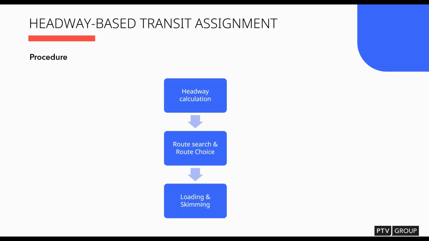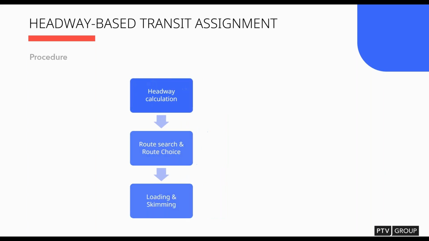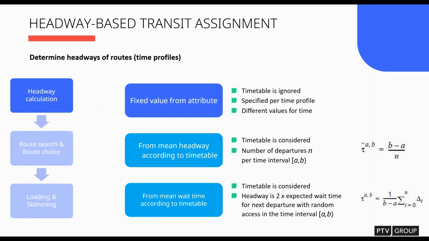So let's walk through a little bit about the procedure of the headway-based assignment. The first is going to be headway calculation. There's a couple different ways you can get this. First is a fixed value from an attribute. So if you know that a particular line route has a 5-minute headway, you put that into an attribute, you let the assignment know what attribute that's stored in, and that will be what the assignment uses.